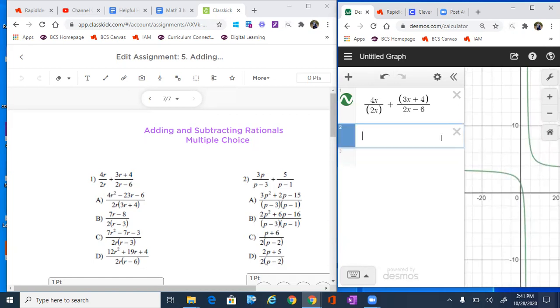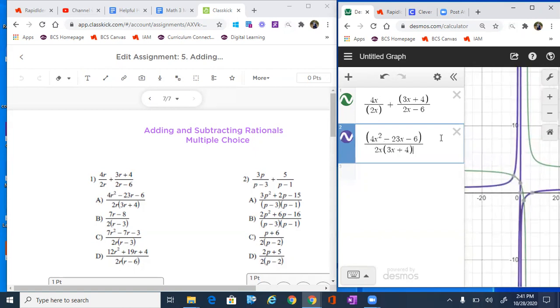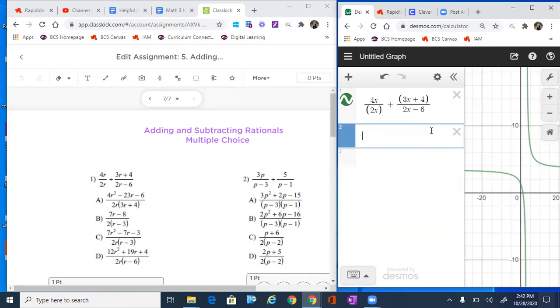So I can go in, I said A, let's go 4x squared minus 23x minus 6, divided by 2x and 3x plus 4. I'm going to type out the whole entire thing. Guess what? They're not equivalent. You know why? Their graphs are not the same. So A does not work. We just beat A. How do we beat it a little bit more?